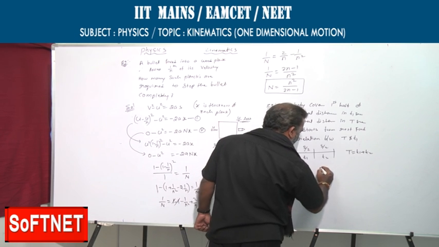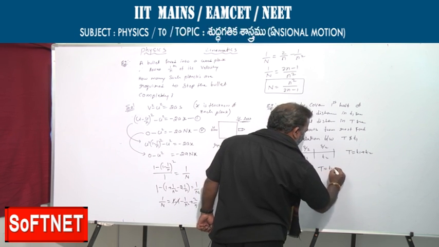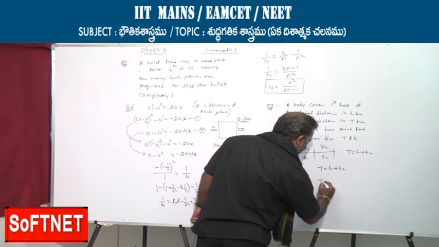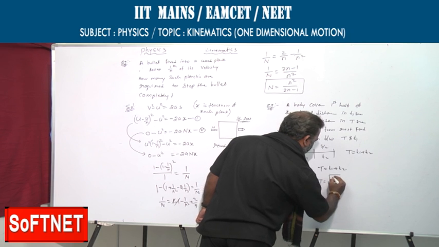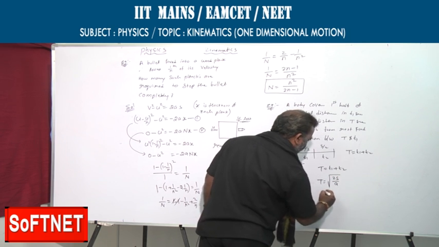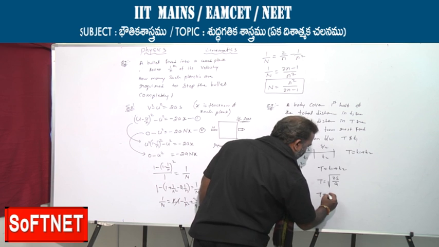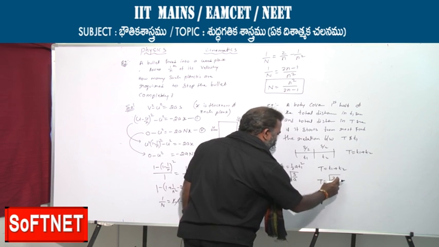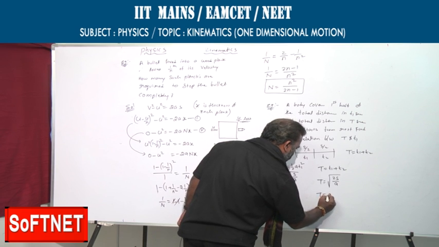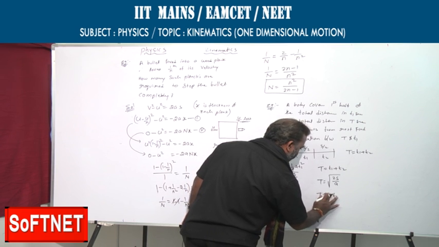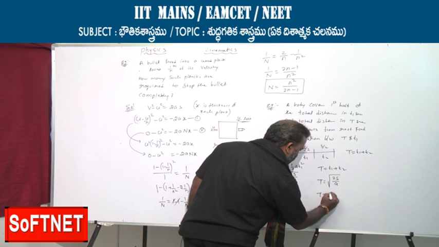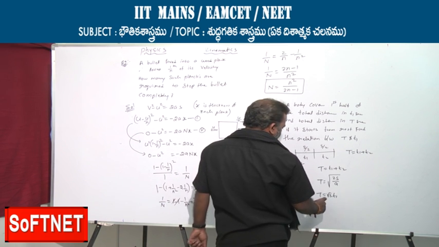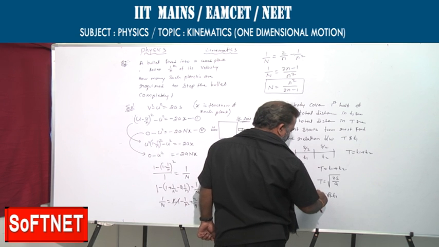But we want the relation between T1 and T. If you take the total time, the equation becomes root of 2S by A. So T is equal to 2 times root of S by A, which is T1, so root 2 times T1. This becomes the relation between capital T and T1.